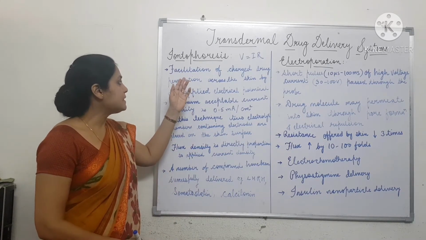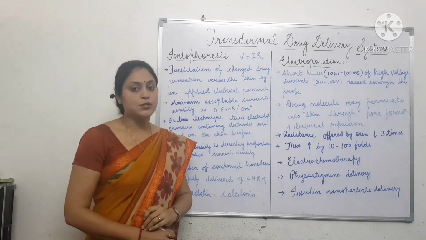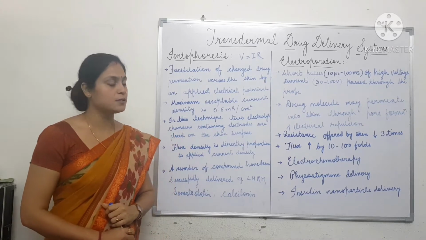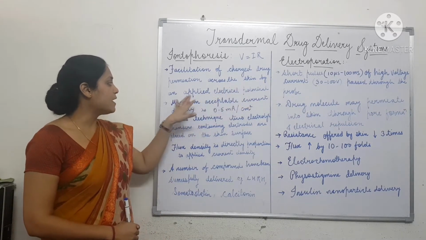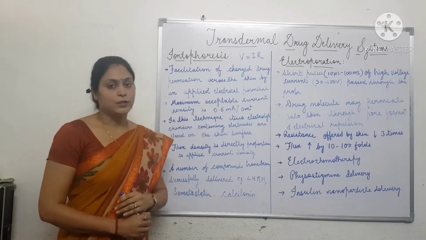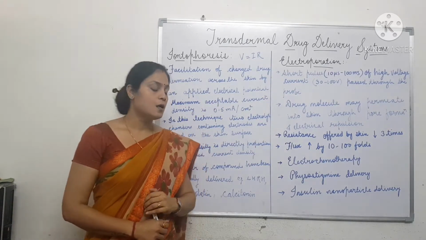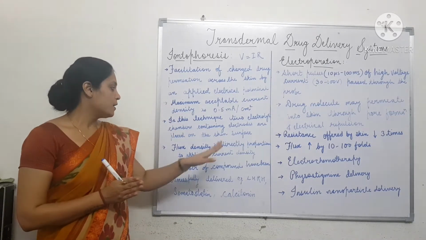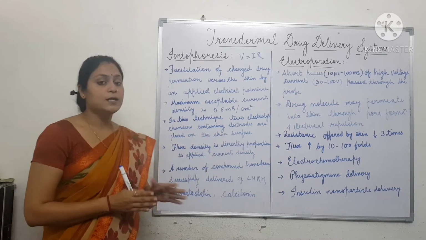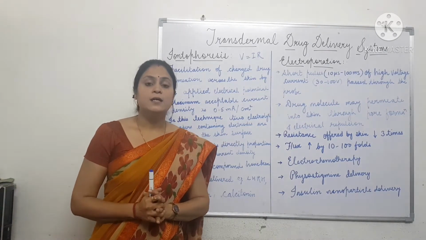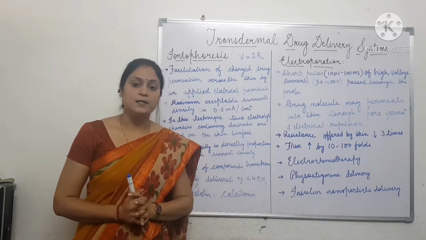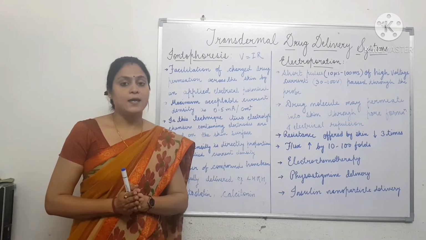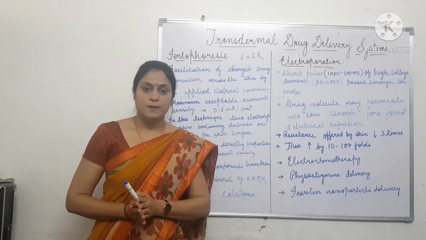Iontophoresis is defined as the facilitation of permeation of charged or ionizable drug molecules through the skin by the aid of applied electrical potential. In this technique, two electrolyte chambers containing electrodes are placed on the skin surface and the drug reservoir is placed under the active electrode, and these electrodes are driven by an applied electrical current.